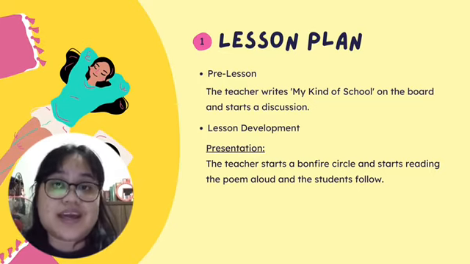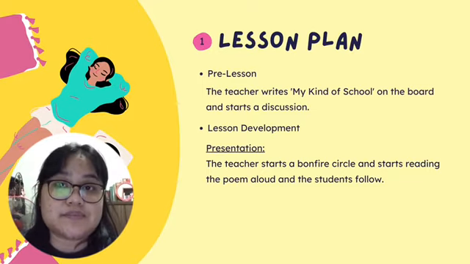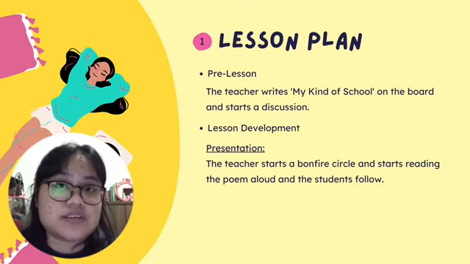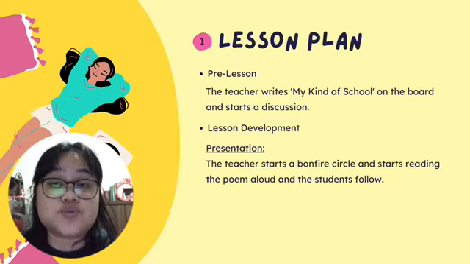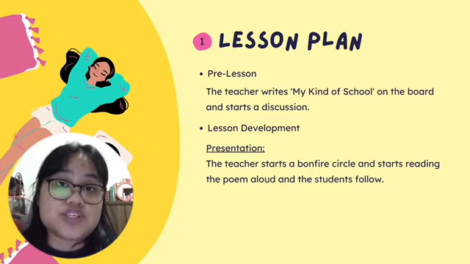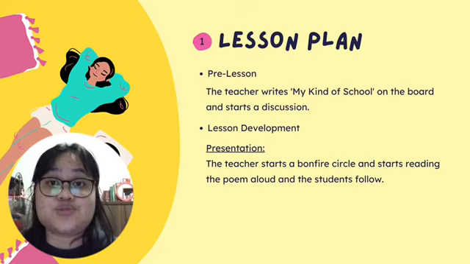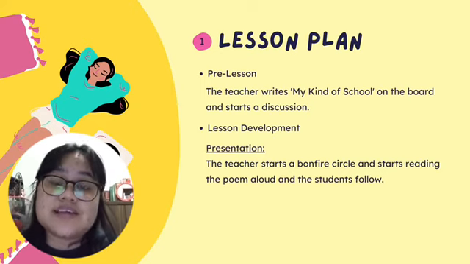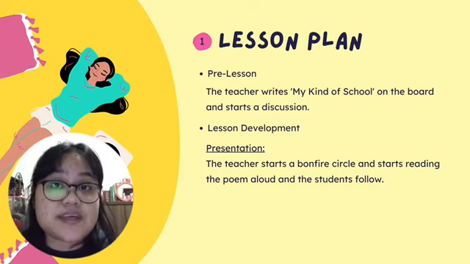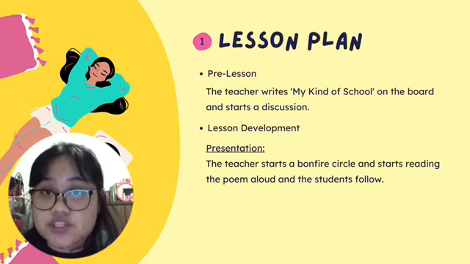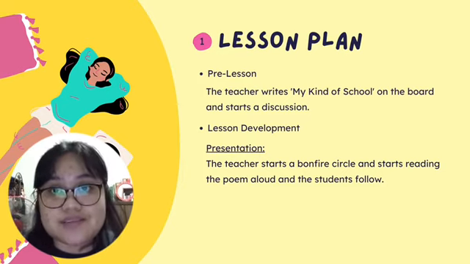And so on. Then, moving on to the lesson development, during the presentation portion, the teacher will ask the students to sit in a circle, and we call this a bonfire circle. The teacher will start reciting the poem aloud to the students with proper intonation and facial expressions, and the students will follow along. Sitting in a circle will allow the students to look at the teacher and their friends, giving them a chance to not only learn from the teacher, but also from their friends.